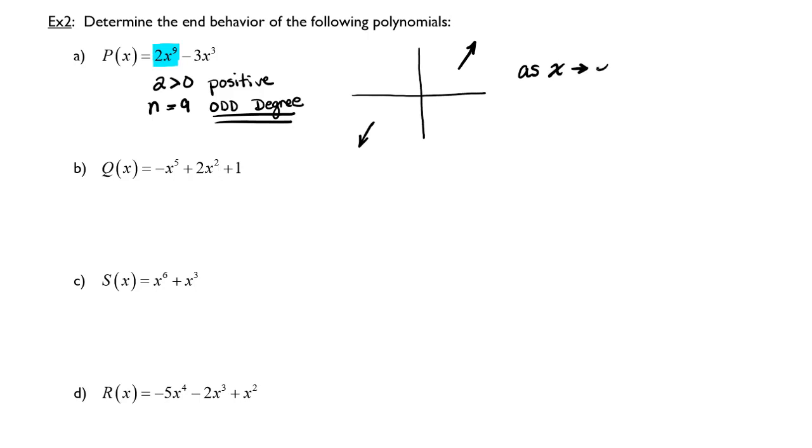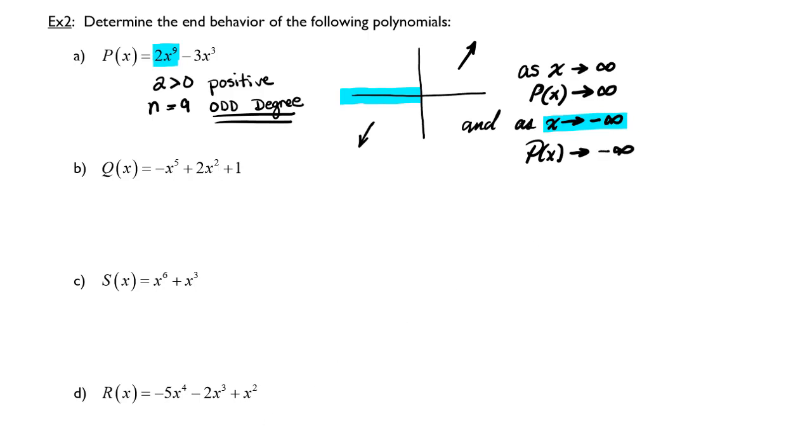We would say as x approaches positive infinity, p of x, in this case our polynomial p of x, approaches positive infinity. And as x approaches negative infinity, this part is along the left side of our sketch, p of x approaches negative infinity.